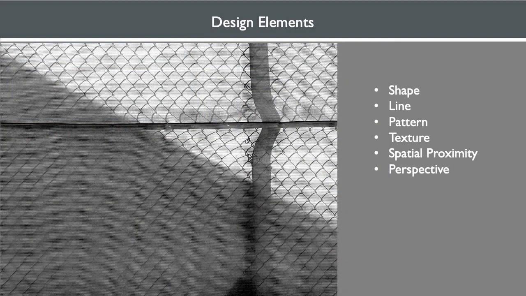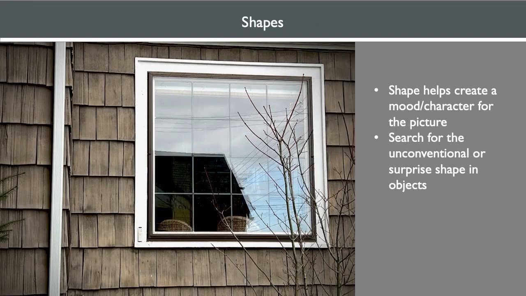Characteristics of a good photo include a combination of design elements, which include shape, line, pattern, texture, spatial proximity, and perspective. Shapes tend to be noticed first before texture and pattern. Easiest and most recognizable are shapes, which help create mood and character for pictures. Search for the unconventional or surprise shape in objects. Lighting is a common means for creating shape in photographs. It can be created through silhouettes, backlighting, or by shadows.